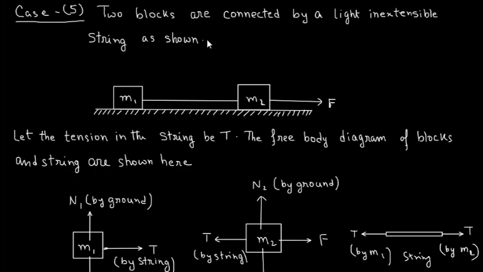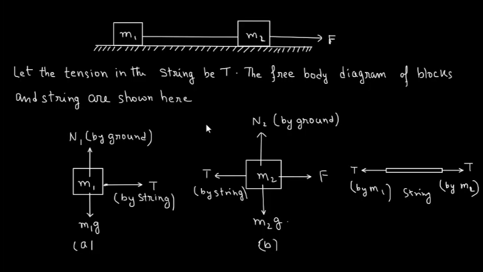So case 5, two blocks are connected by a light inextensible string as shown. Let the tension in the string be T. The free body diagram of the blocks and the string are shown below. So m1g is acting downward, N1 is the normal force acting upward, which is balancing the weight, and T is acting towards the string.